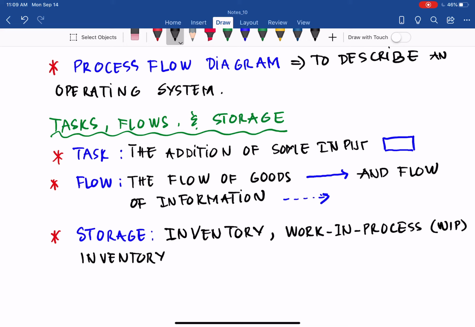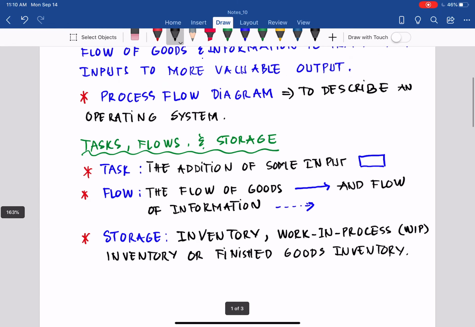So there is raw material inventory. Work in process, something about to complete. And then we can have our finished goods inventory, the products already completed. And that is the storage.